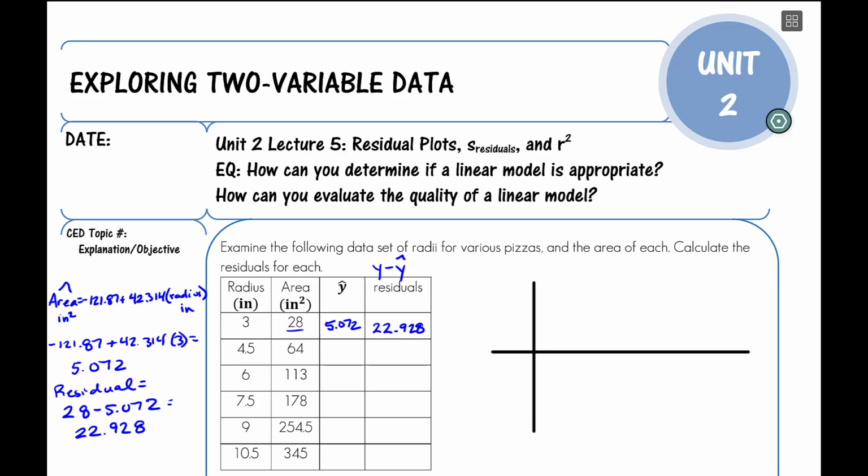Now that seems pretty crazy. We had such a strong correlation. Why is this so far off? Well, let's look at all the other values and try to fill in each of the predicted values and the residual values. I'll go ahead and do this very quickly.